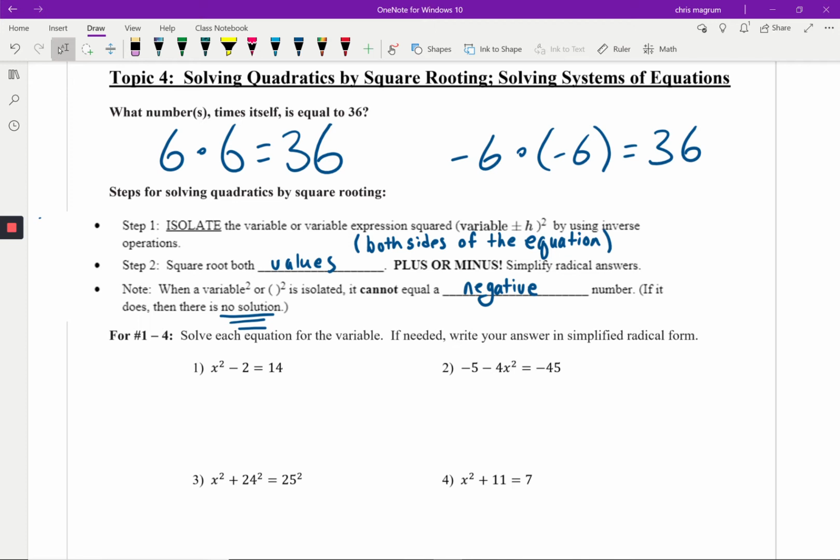In step 2, we will take the square root of both of those values that we have left, or if you want to think of it simply, we're taking the square root of both sides of the equation. Don't forget the plus or minus. That's what I was talking about up above. We don't know, was it the positive 6 times 6 or the negative 6 times negative 6, so we have to account for both. So we put a plus or minus sign in front of whatever that is after we take the square root. We're going to simplify radical answers if we have any. And then our special note here: when a variable squared or the expression squared is isolated, it cannot equal a negative number. If it does, there will be no solution.